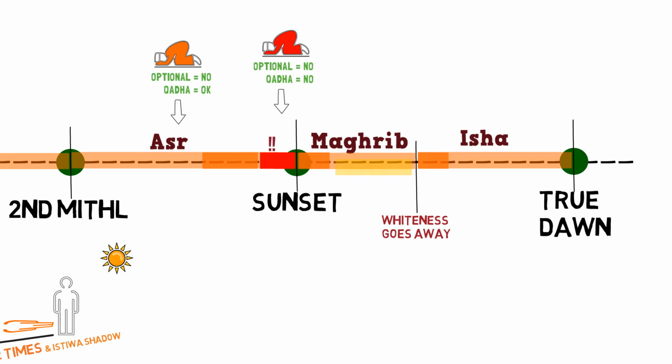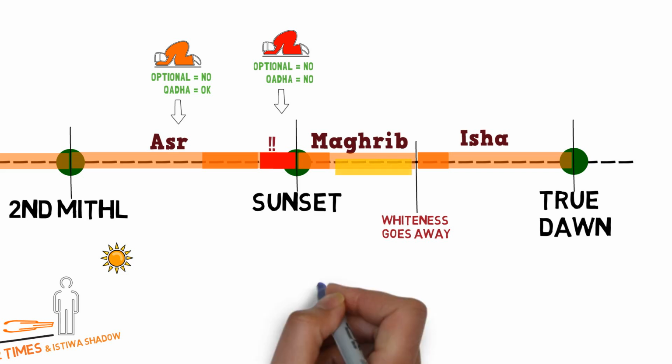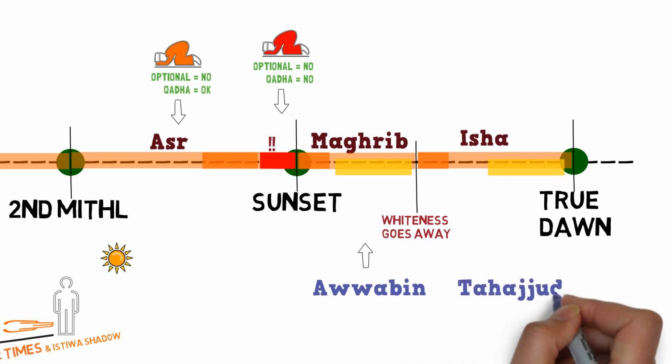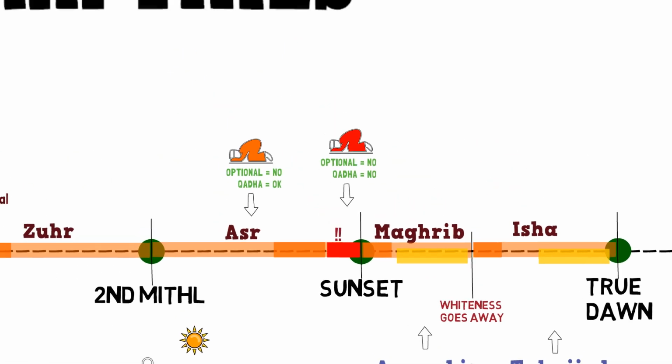This leaves us with two optional prayers to look at. The first is Awwabin, which is prayed after Maghrib prayer until Isha time. The second Salah is Tahajjud, which is prayed towards the end of Isha time.